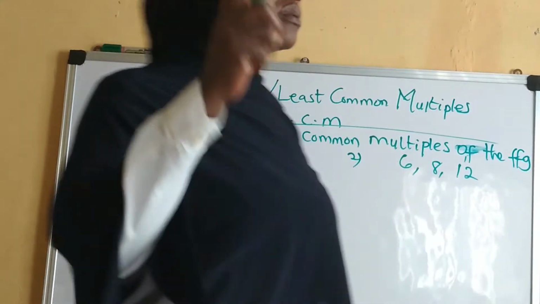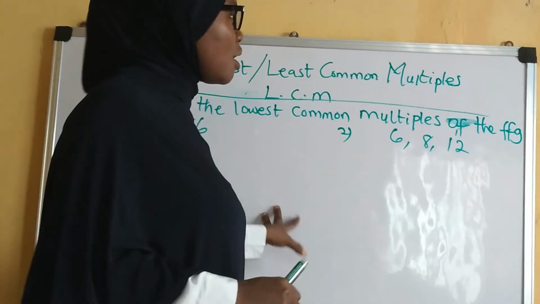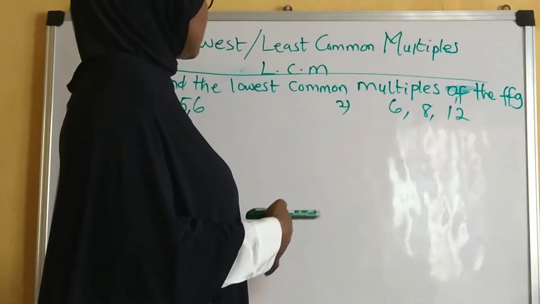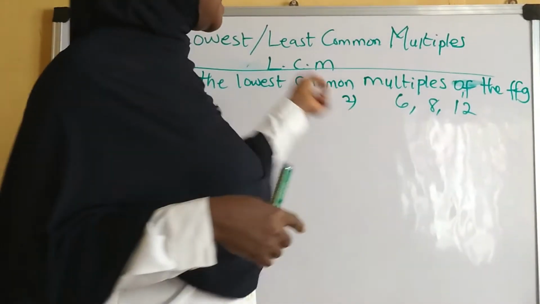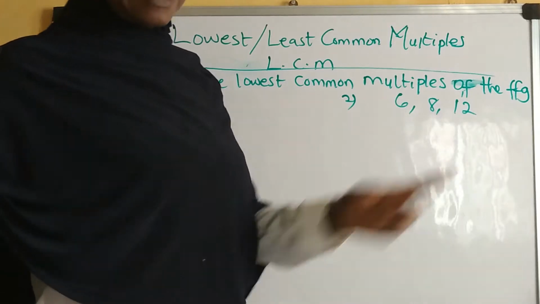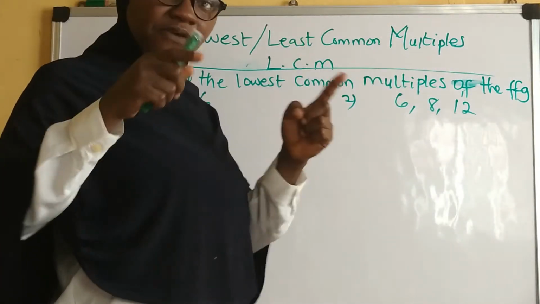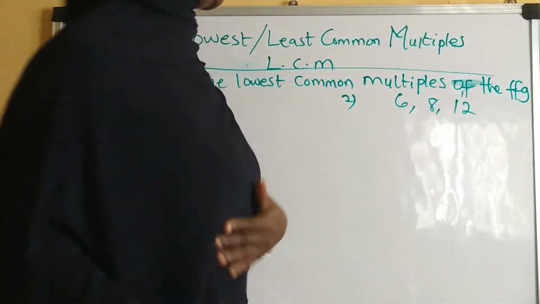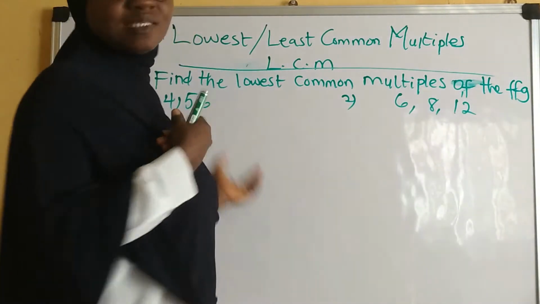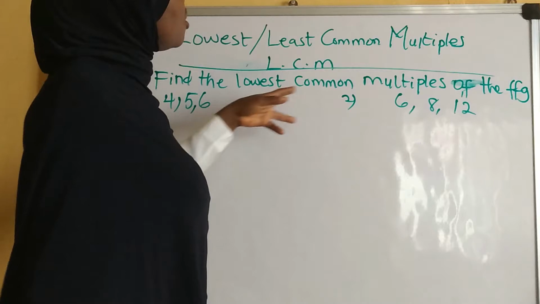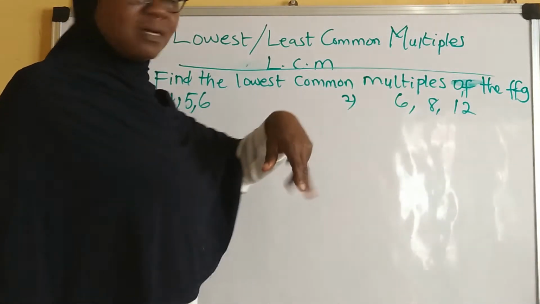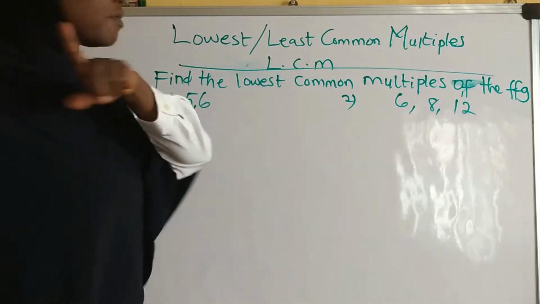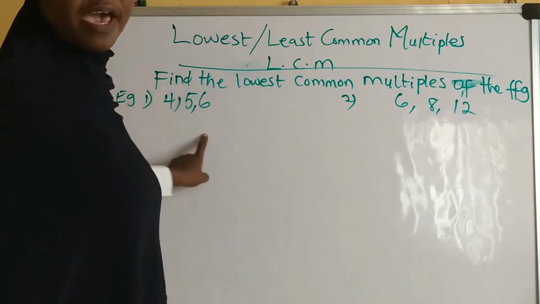All right, now the last class we did was finding common multiples. So today we are going to be looking at the lowest or the least common multiples of numbers. They are different. Common multiples are different from finding the lowest or the least common multiples. All right, so what we are going to do now is this. Look at this example. For instance, we want to find the lowest common multiple of the following numbers. First of all, I want to find the lowest common multiple of 4, 5, and then 6.